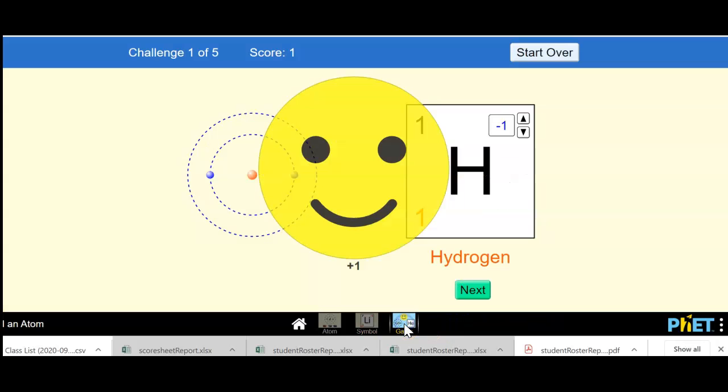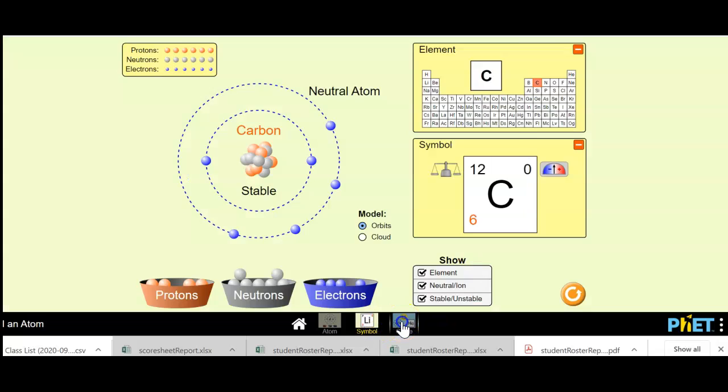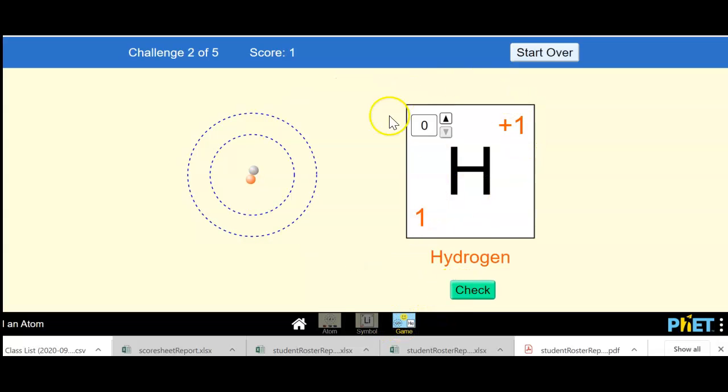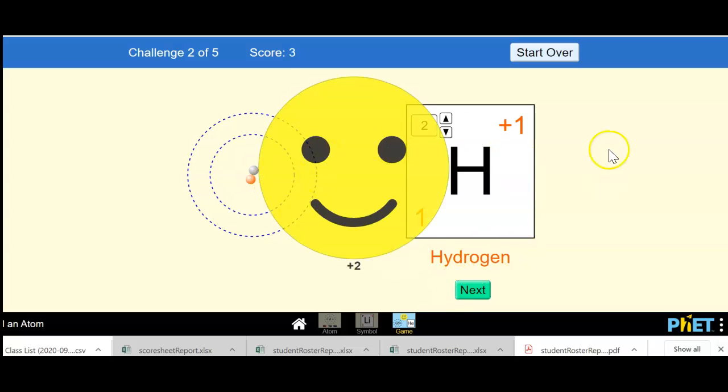And then the last one is this game. So here it has hydrogen with a +1, and you're going to try to figure out what you need to do, what this number would be. So what would the mass number be? And I see 1 proton and 1 neutron. I add them together, and I get it right. This would be a great skill to practice, if nothing else.